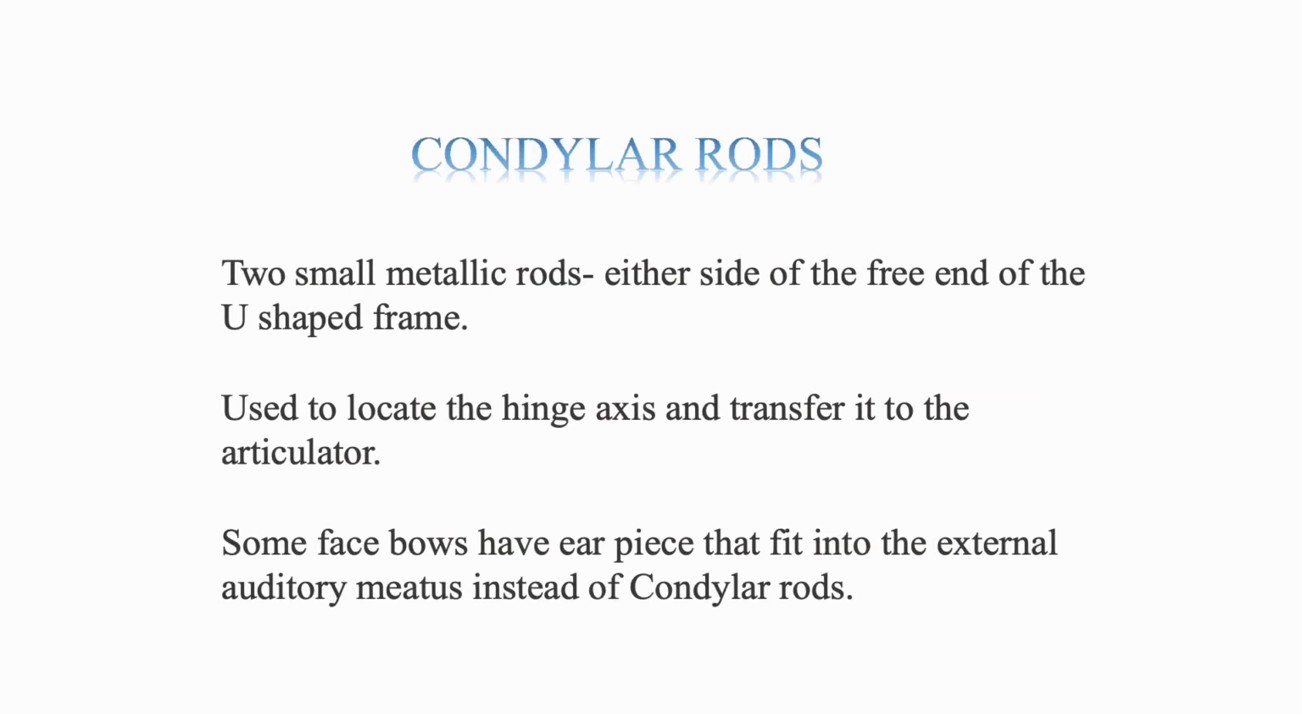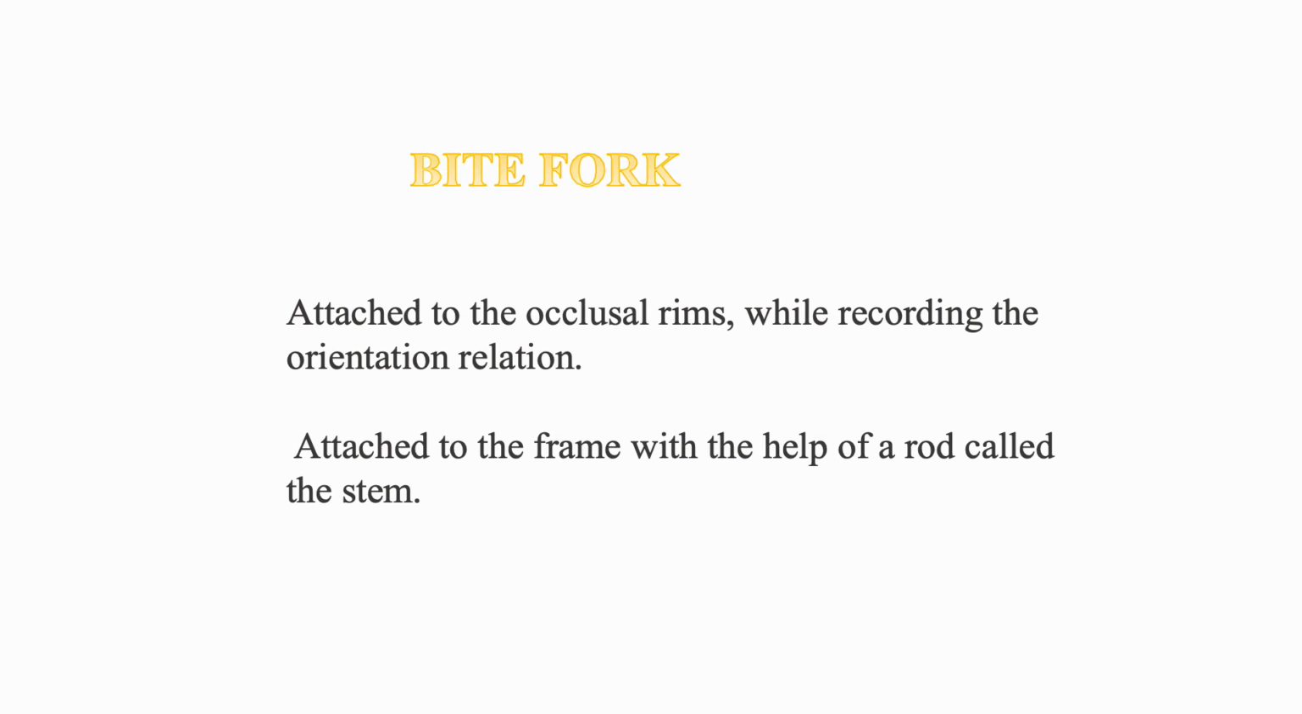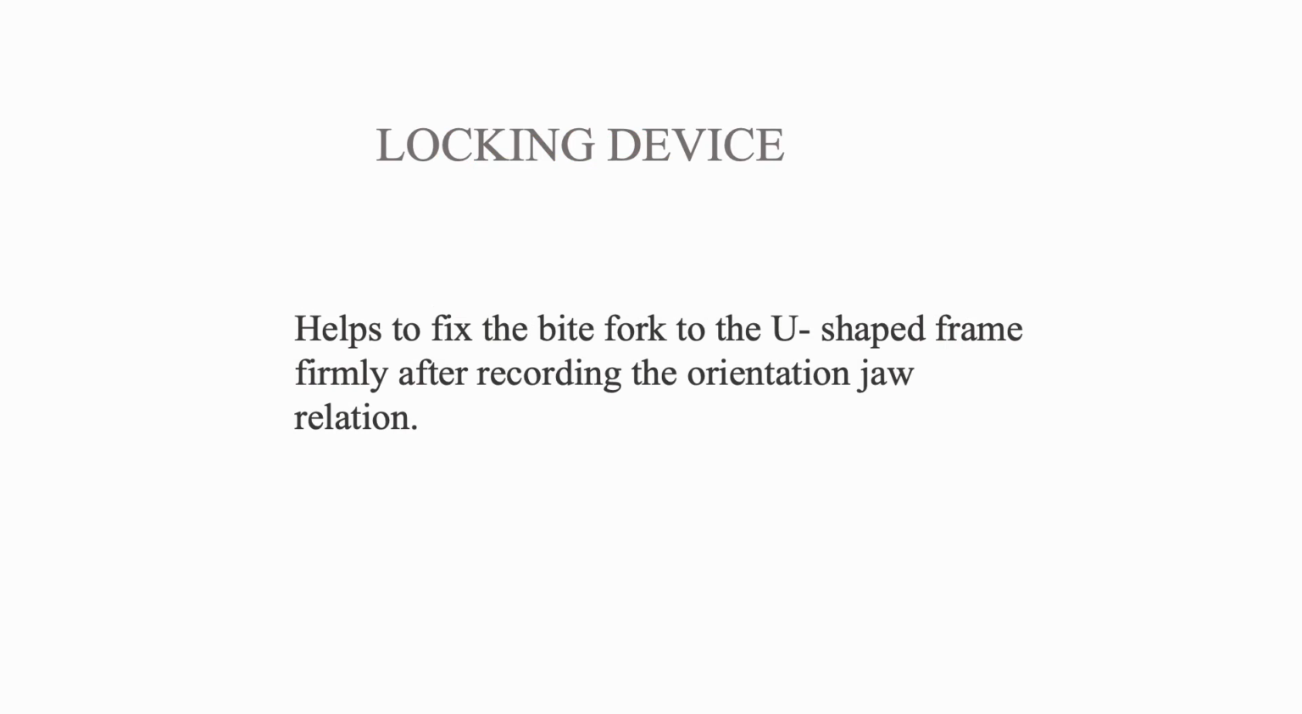The condylar rods are two small metallic rods that extend on either side at the free end of the U-shaped frame. They are used for location of the hinge axis and are employed while transferring it to the articulator. Some face bows also have earpieces that fit into the external auditory meatus in place of condylar rods. The bite fork is attached to the occlusal rims while recording the orientation relation, and it is attached to the frame with the help of a rod called the stem. The locking device helps to fix the bite fork to the U-shaped frame firmly while recording the orientation jaw relation.